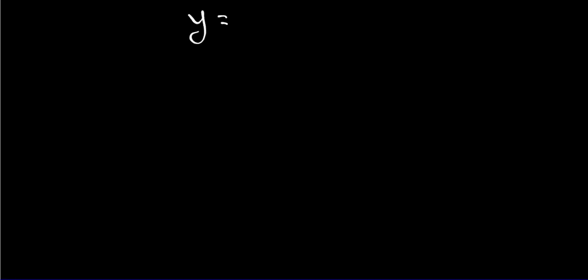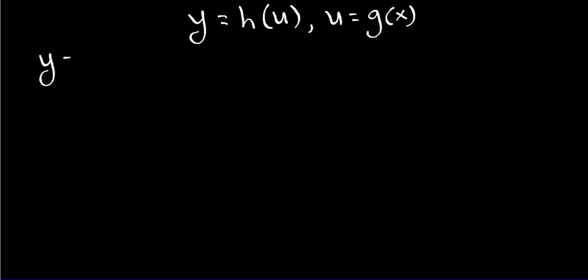Now, recall the chain rule. We have something like this. We have y equals, I don't know, h of u, where u is equal to some function of x. Writing this out, we would have y is equal to h of g of x.